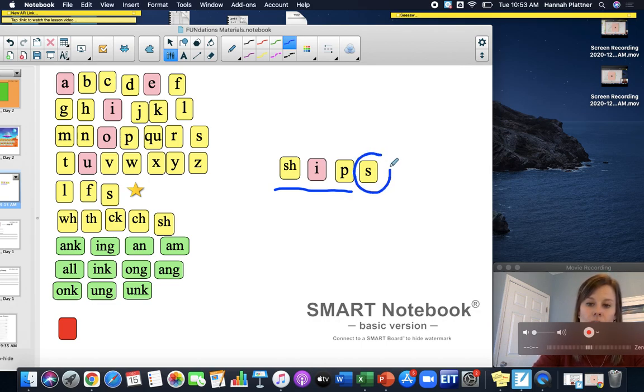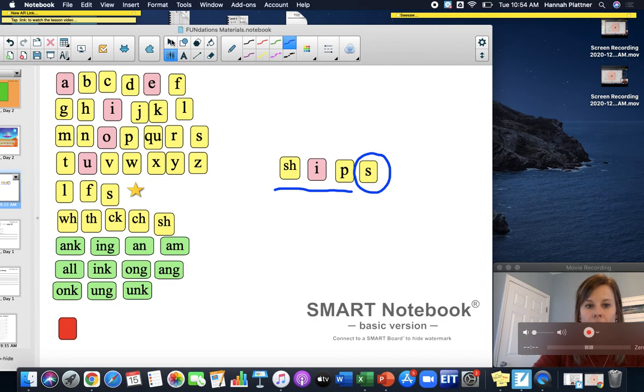I'm going to circle my suffix. The suffix S makes our word plural. So our base word is singular. It means one. I see a ship, one ship. When we add the letter S for the suffix, it makes it plural to mean more than one. I see ships on the ocean.